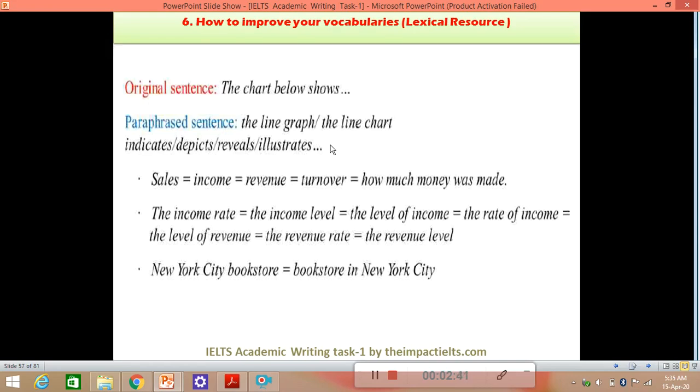Whereas synonyms, instead of "sales," perhaps not all the time, you can write income, revenue, turnover, how much money was made. Instead of "the income rate," you can write the income level, the level of income, the rate of income, the level of revenue, the revenue rate, the revenue level. Instead of "New York City bookstore," you can write "bookstore in New York City." So you can see the word order is being changed.